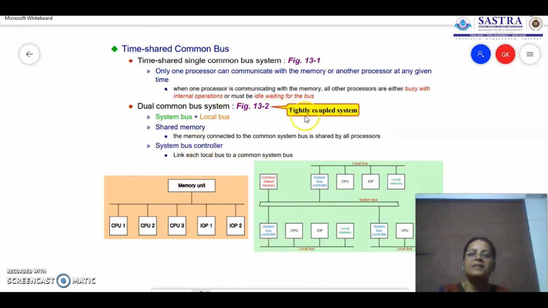And why do we call it a tightly coupled system? If they are going to have a common memory, it is going to be shared, and it is going to be called a tightly coupled system. If they have their own local memory and this local memory is not going to be shared across the other processors, then it is going to be classified as a loosely coupled system.